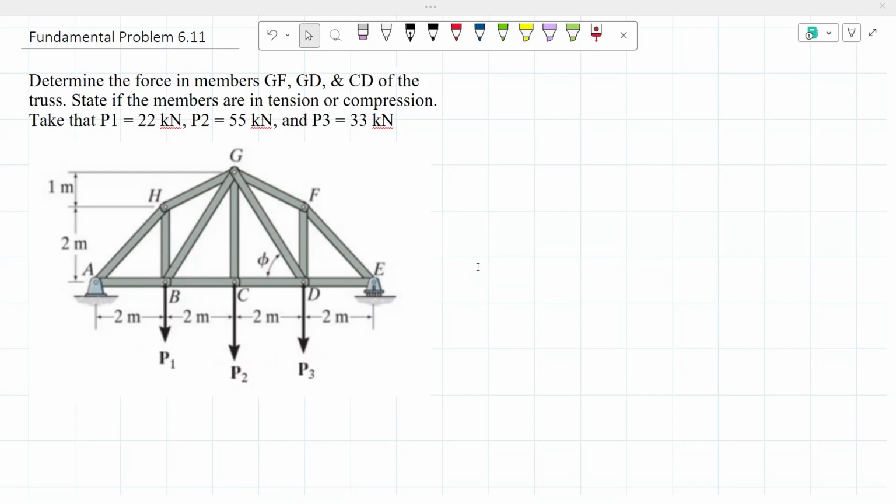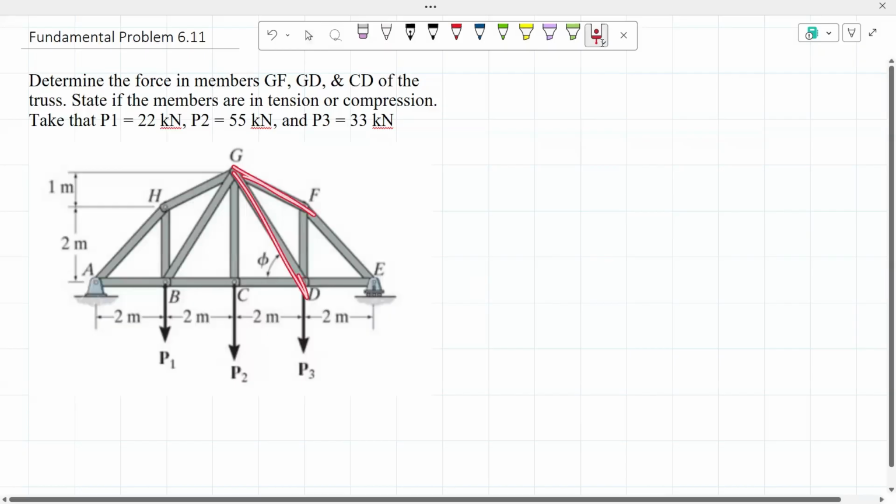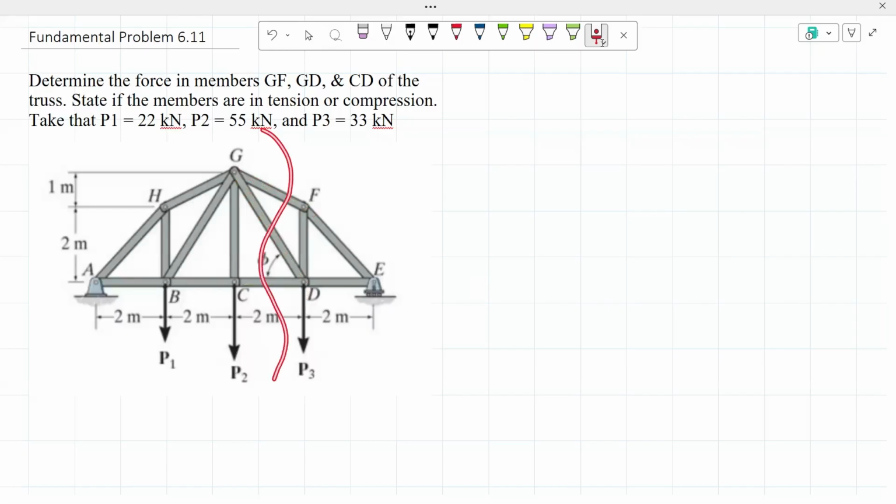So to start off this problem, I'm first going to determine where the cut will go through the truss. Usually you want to make sure that your cut goes through all the members that you are trying to determine the force of. In this case, we have to determine the force of GF, GD, and CD, which is why we're going to do the cut right here. That way it goes in between all of these three members.